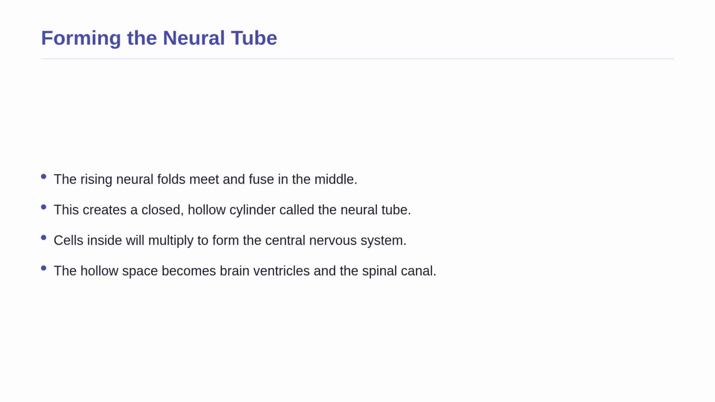Now that the edges of our flat sheet are folding upward, what happens next? Those rising edges, the neural folds, eventually meet in the middle and fuse together. This creates a closed, hollow cylinder known as the neural tube. The cells inside this tube will multiply to become your entire central nervous system. Interestingly, the hollow space inside does not just disappear. It eventually forms the fluid-filled ventricles in your brain and the central canal of your spinal cord. This physical layout is the blueprint for everything that follows.